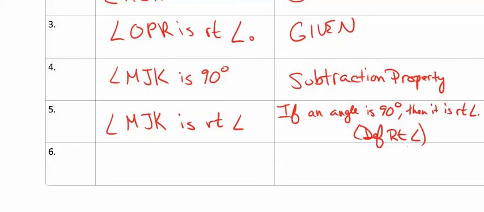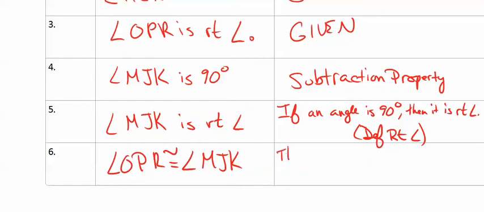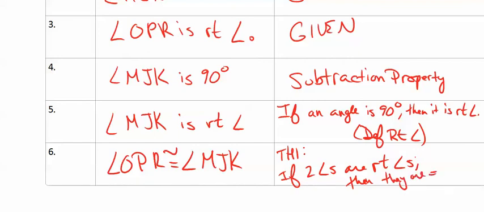Now, since we just made MJK a right angle, we can go ahead and use our first theorem and go right to the conclusion that OPR is congruent to angle MJK. And again, the reasoning is our first theorem: if two angles are right angles, then they are congruent. Again, this is a very basic, straightforward proof. They will get more complicated, but this is just for you to get the hang of your two-column proofs and how to write your reasoning.